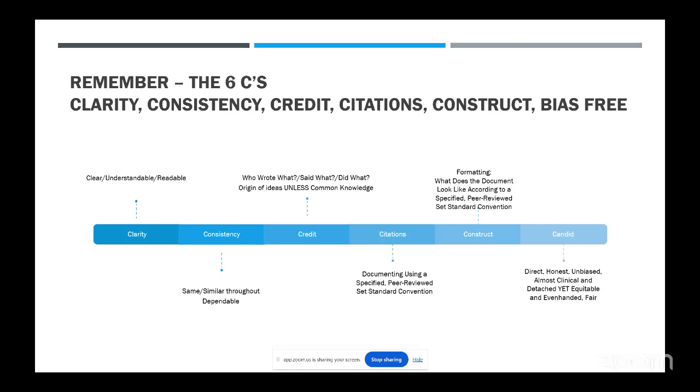Okay. So it needs to be fair. It needs to be equitable. It needs to be even handed. And these are the 6 items that throughout this series that we will tackle. So remember the 6 C's: clarity, consistency, credit, citations, construct or construction, and candid, okay?